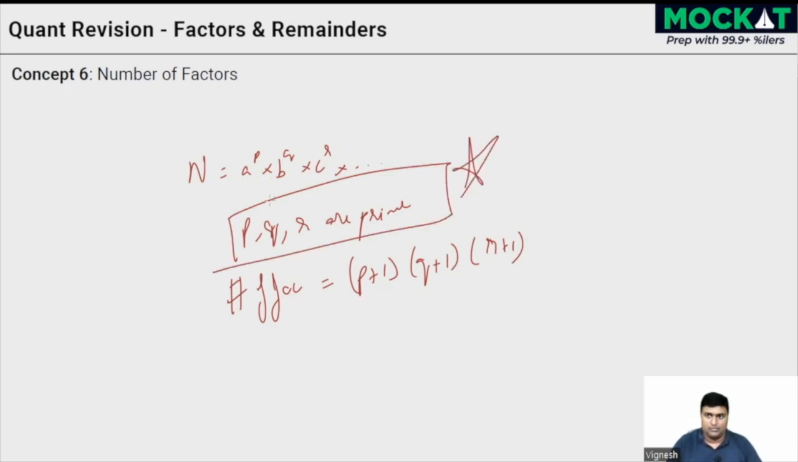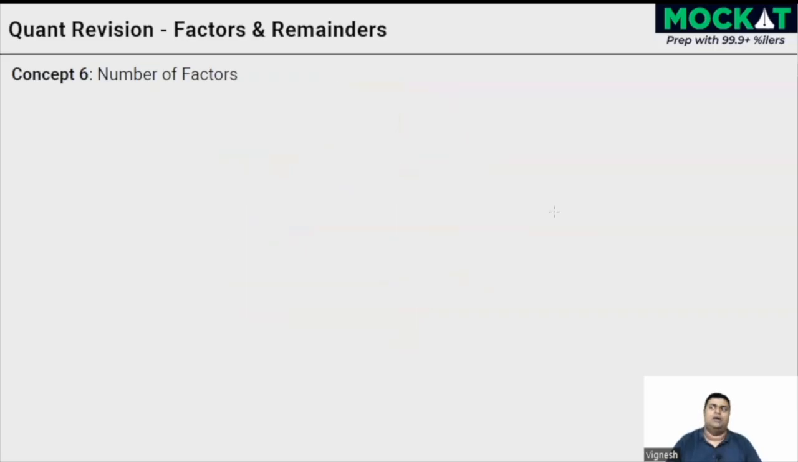Sorry, not p, q, r, where a, b, and c are prime, right? Where you have written it down in the prime factorized form, the bases over here are going to be prime. Where a, b, and c are prime, that's the condition. Only when you write the number in the prime factorized form can you apply this formula to say the number of factors is (p plus 1) into (q plus 1) into (r plus 1), right?